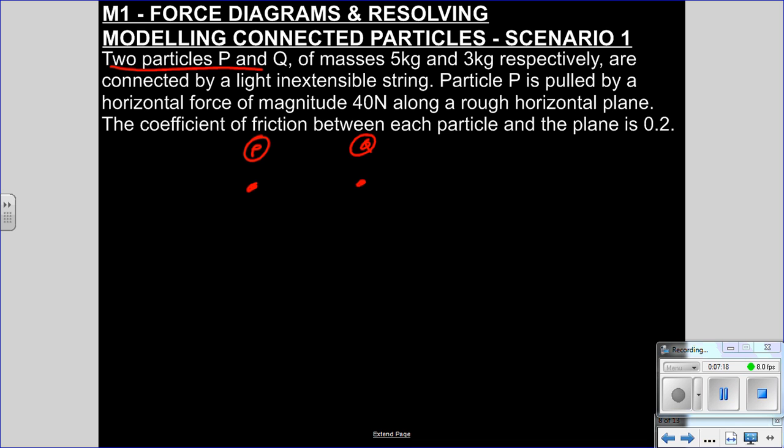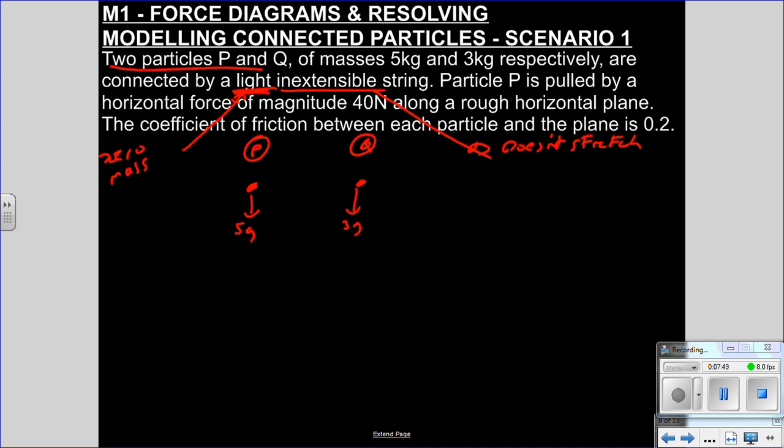A mass of 5 kg and 3 kg. So there's 5g. And here's 3g. Are connected by a light inextensible string. So light means zero mass. So in other words, you don't have to take into account the weight of the string. And inextensible means doesn't stretch. So it's a modeling assumption that we make in M1 and M2. It's not until M3 that you have a stretchy string.